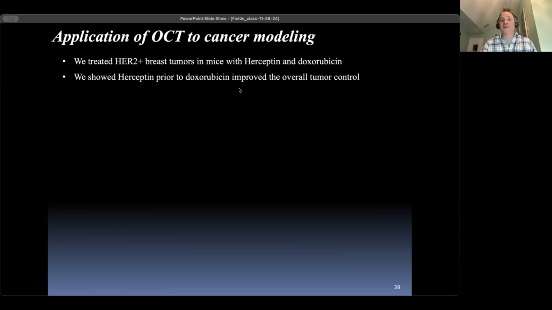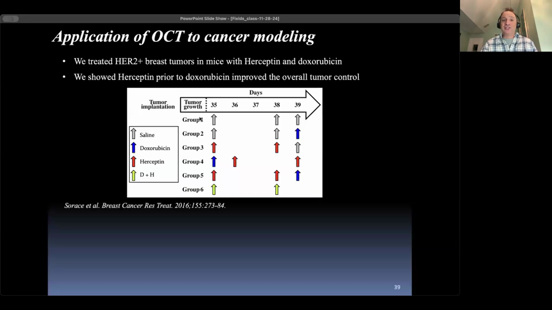So we showed Herceptin prior to doxorubicin, with half the doxorubicin, improved overall tumor control. These are the 6 different groups we had. Group 1 is just the control, so they just get saline. Group 2 is doxorubicin first, followed by Herceptin, which actually did no better than group 1 here. It did no better because these tumors are HER2 positive, and this broad spectrum chemotherapy doesn't do a whole lot. Herceptin on its own did pretty good.